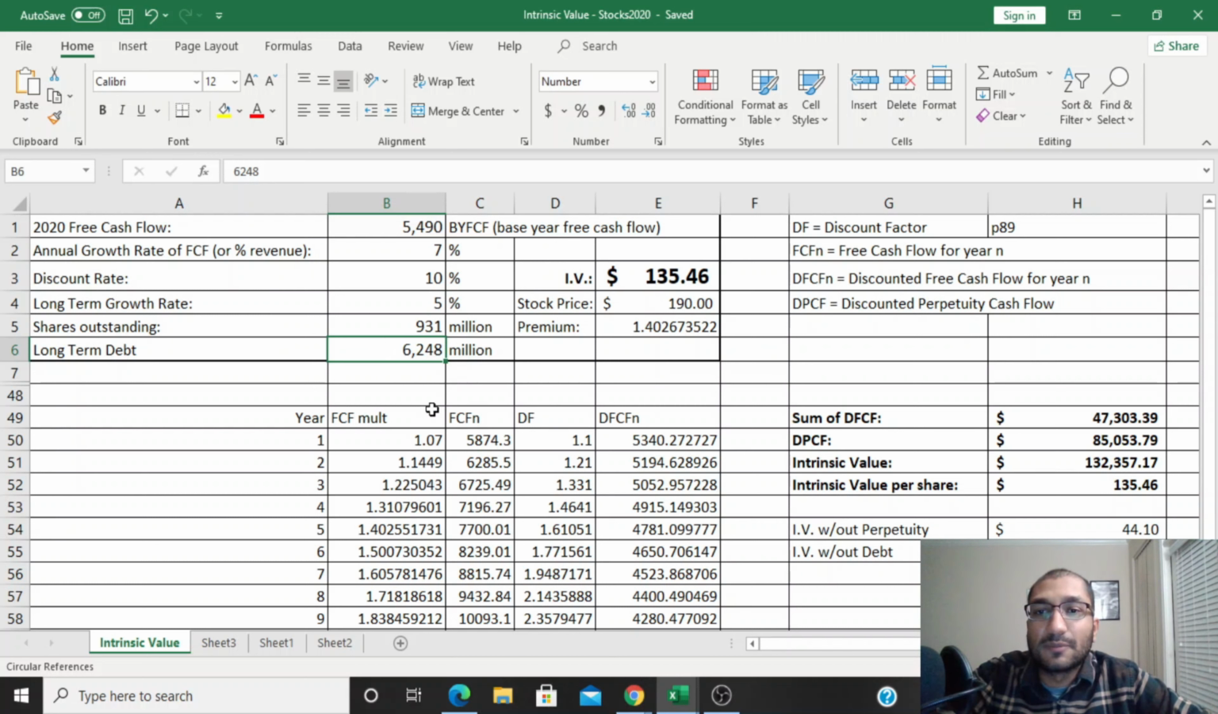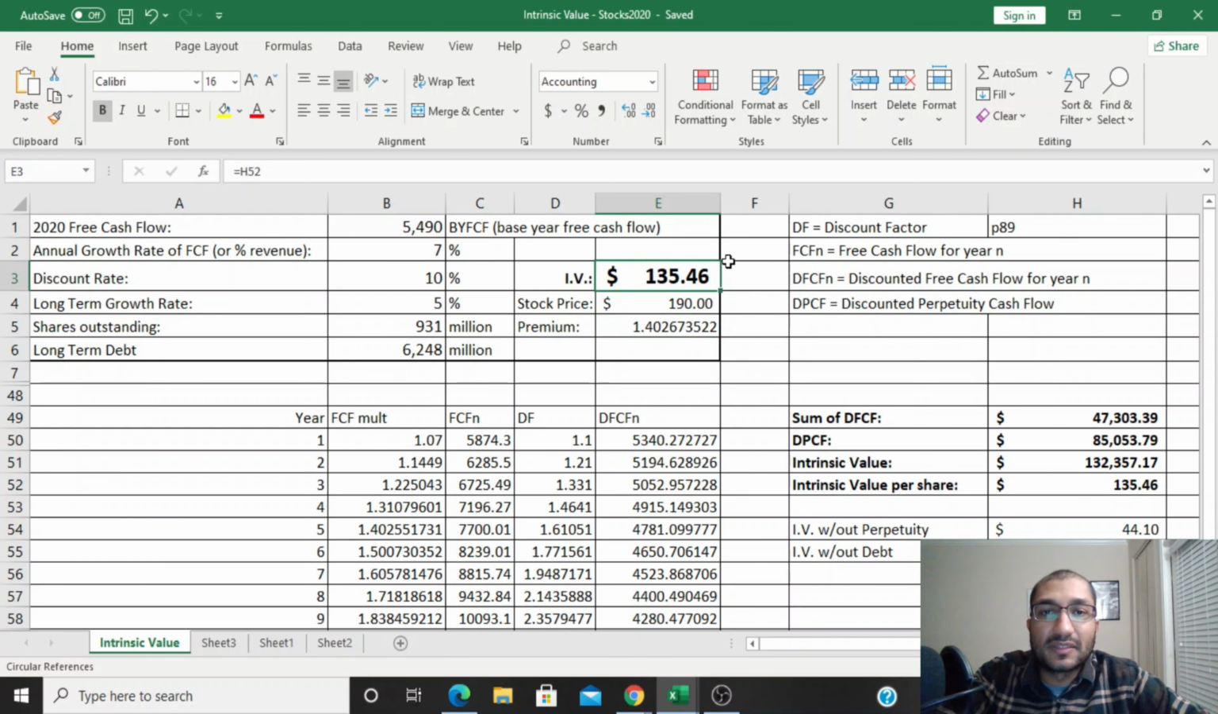After taking all of these inputs into account, we get the intrinsic value to be about $135.5 per share. And when we compare this intrinsic value to the company's current stock price of about $190 per share, we can see that the current stock is trading about 40% above the company's intrinsic value.